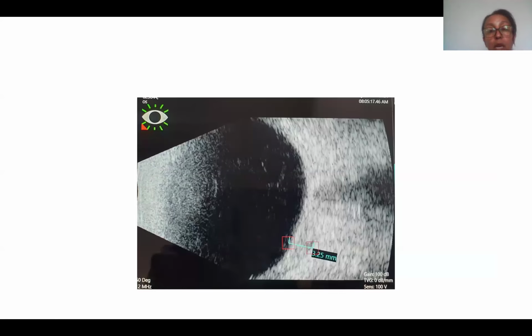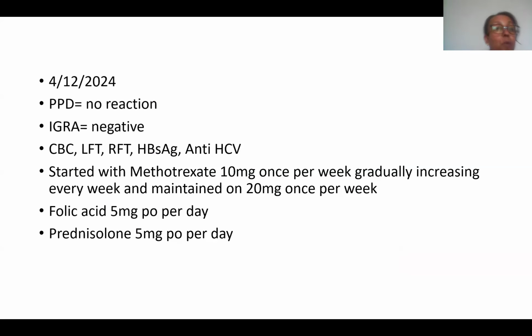With the ultrasound, B scan, it clearly shows choroidal thickening, which is hyperechoic and diffuse, with 3.25 millimeter depth. So at this time, we repeated the PPD test and it was negative.